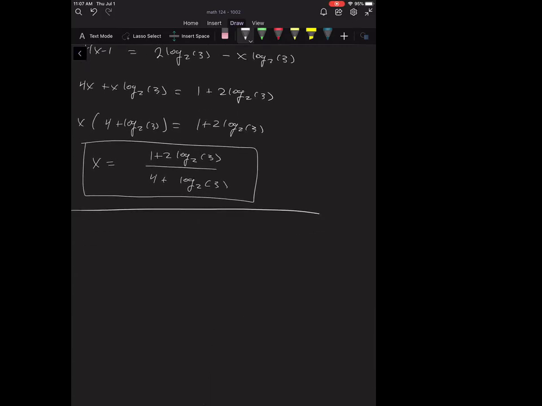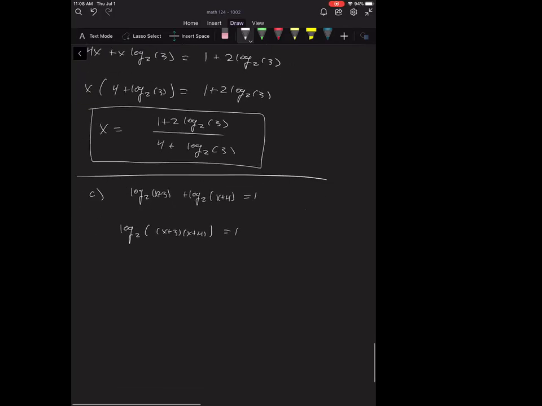This is just one way to do the problem. Okay, part C, we have log base 2 of x plus 3 plus log base 2 of x plus 4 is equal to 1. So what we want to do is combine the left-hand side. So this combines into log base 2 of x plus 3 times x plus 4. That's equal to 1. Now what we want to do is take the power of 2 on both sides to cancel out that log. So we're going to have 2 to the log base 2 of x plus 3 times x plus 4 is equal to 2 to the 1. So we're taking 2 to this side and then 2 to this side.